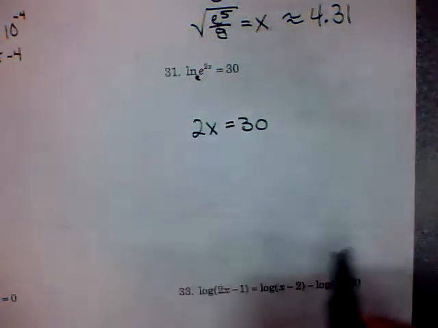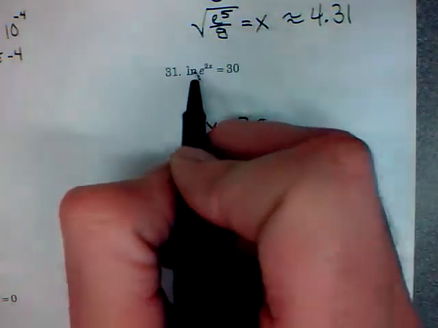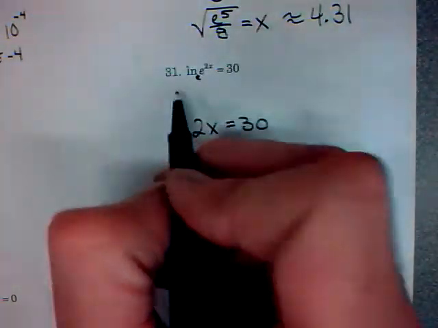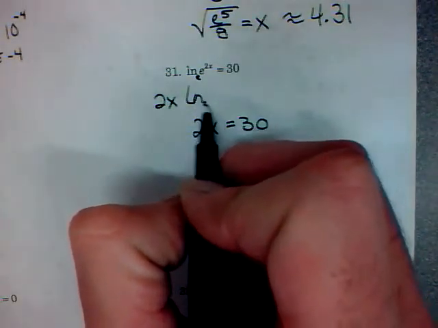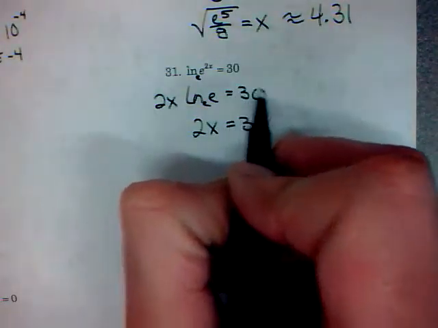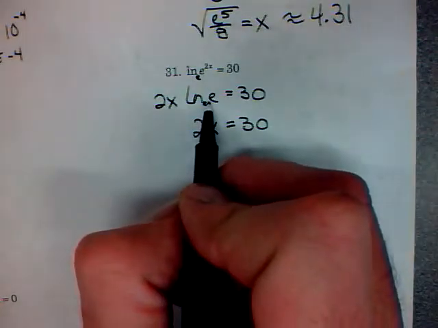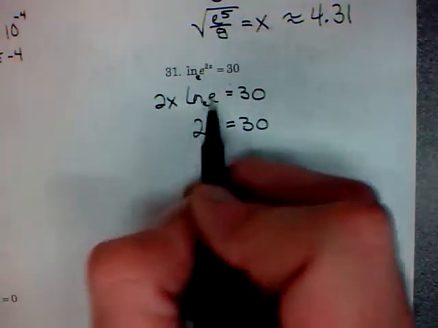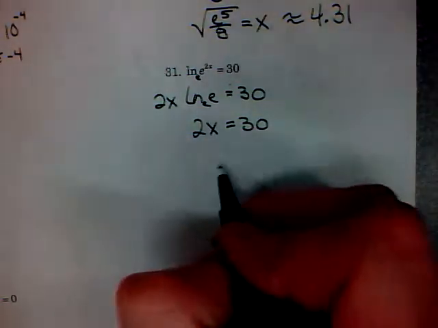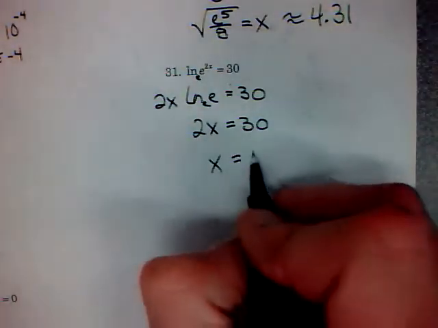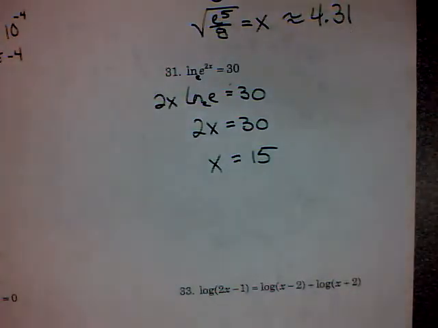But if you don't see that, then what you can do is, since this is a power, this can come out in front, which leaves you with natural log base e of e equals 30. And e to what power gets you e? This is 1. So 1 times 2x is 2x. Okay? Which then leaves you with 15 as your answer.